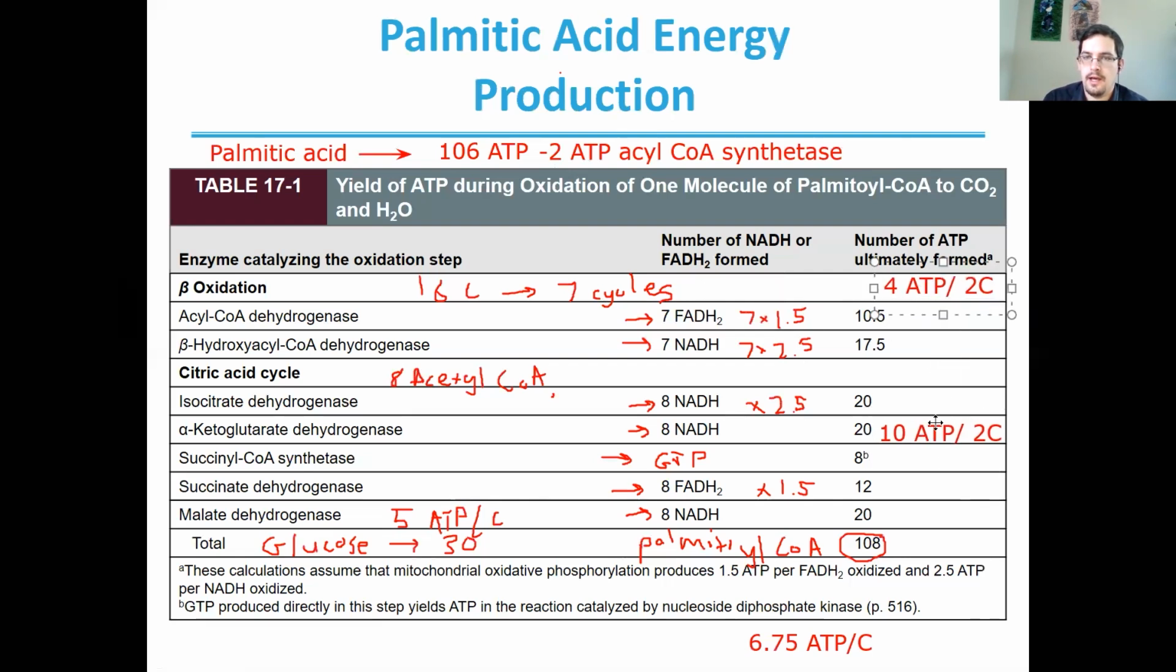Now, of course, that 4 ATP per 2 carbons isn't strictly true because we only run through the cycle for the number of 2 carbon units minus 1, right? So we don't get the extra 4 ATP from our last cycle because we get those 2 acetyl-CoA from our last time through the cycle.